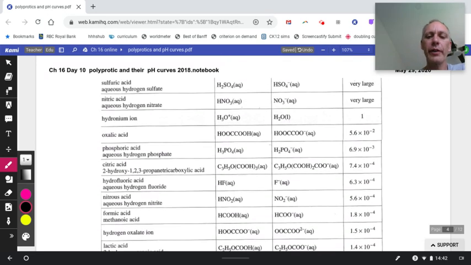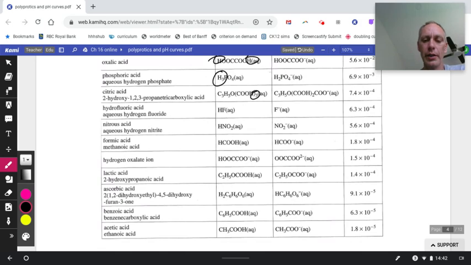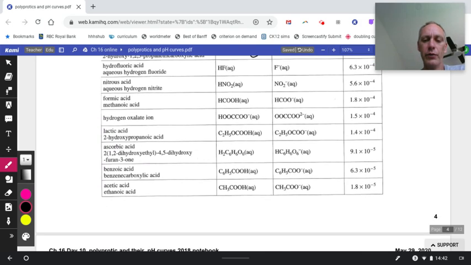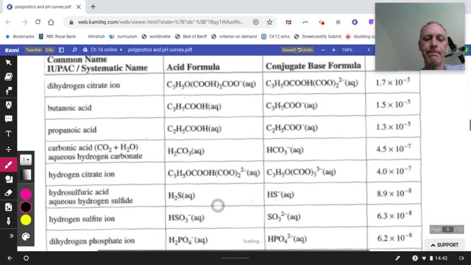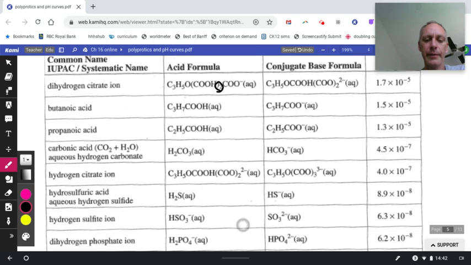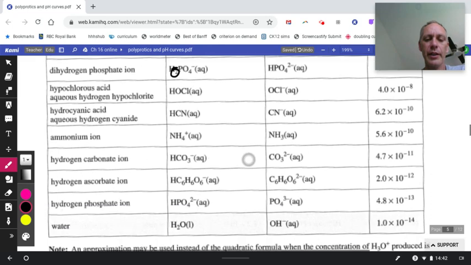Okay, what are some triprotics? Here's the exception to the rule, or polyprotics. Okay, now we're down into the weak acids. This one is polyprotic, COOH on both ends. There's a triprotic. Here's a triprotic. Okay, what else? Diprotic. There's a bunch of them in here. Mono, mono, mono. That one's diprotic. Diprotic. Diprotic. You get the idea. This thing's full of them.